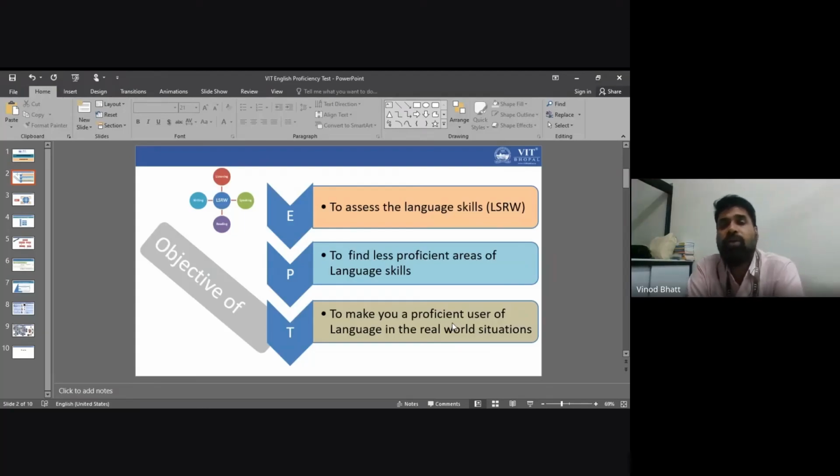The second one is to find out your proficient area of language. As in the beginning I talked about, the language has four aspects to it, LSRW, and through this test we'll figure out which part of the language you are very proficient with, and then accordingly we'll start working on you. And the third one is to make you a proficient user of language in real world situations.